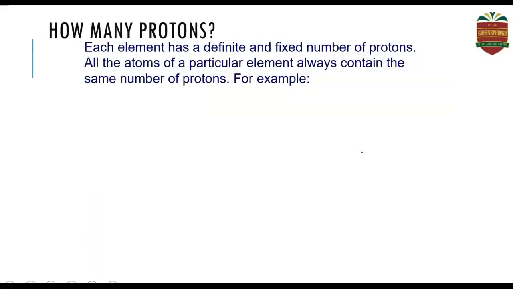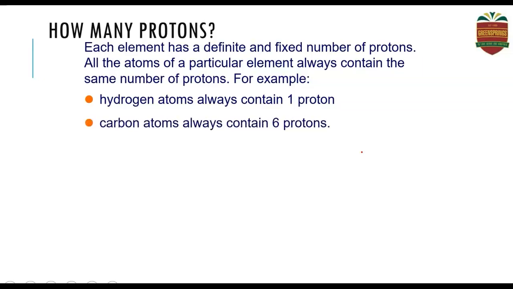Okay, let's move on. So how many protons? Now that we know that atoms contain proton, neutron, and electron, how many protons do we now have? Each element has a definite and fixed number of protons. All the atoms of a particular element always contain the same number of protons. For instance, hydrogen atoms only contain 1 proton. Carbon atoms always contain 6 protons. If the number of protons changes, then the atoms become a different element.